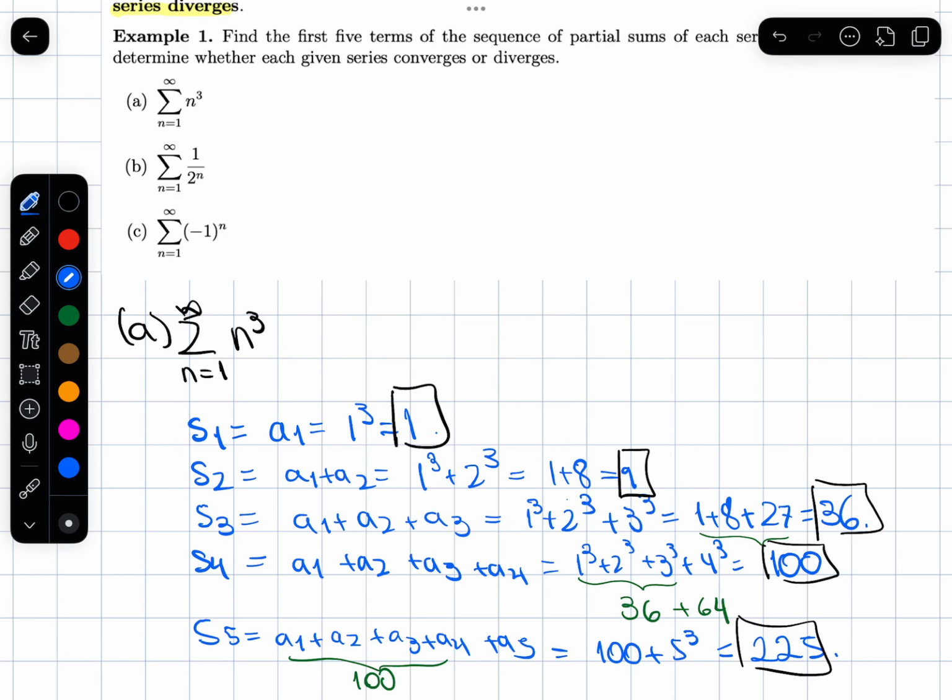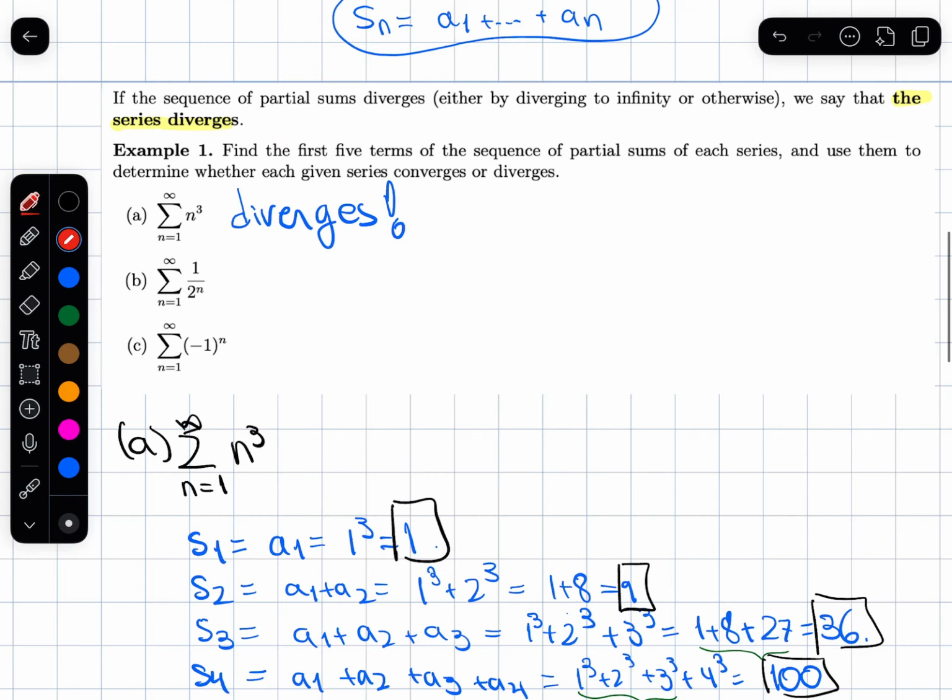So this series diverges because I can see that the numbers grow bigger and bigger. We haven't proved that it diverges. And so when I say determine whether the sequence converges or diverges, throughout the course we're going to need a little more formal reasoning to actually determine something, but we've guessed.